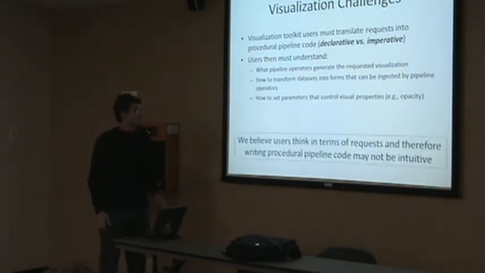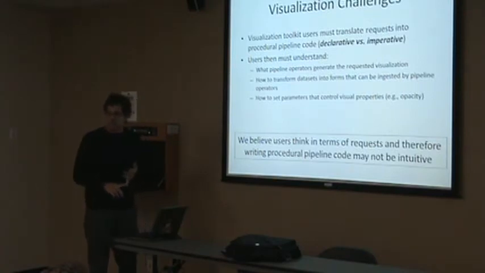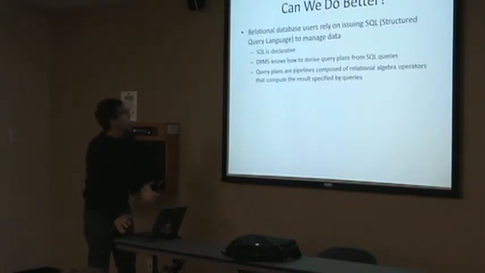So we believe that users think in terms of these requests, and therefore writing these procedural pipeline codes may not be very intuitive. And not to mention, it's also kind of challenging. They need to know a little bit about programming and visualization toolkits in general. There are many toolkits, and even deciding which toolkit to pick can be a pain. So can we do better?